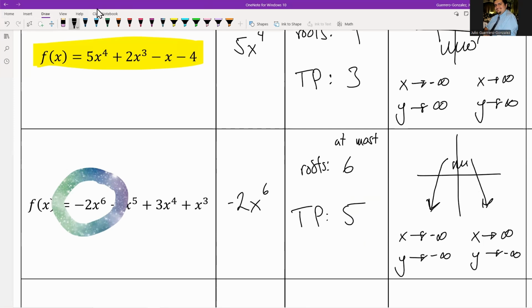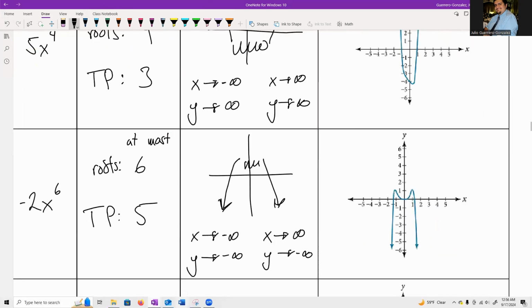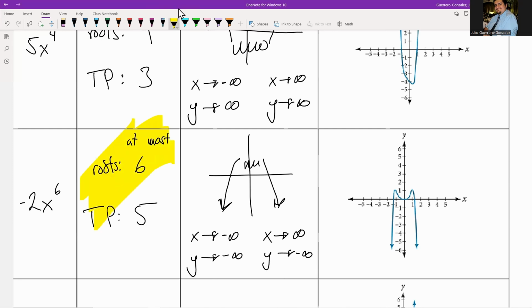Okay, you guys ready for this? Here we go. There's the actual graph. Okay, we have everything correct, right? The only thing that's kind of funky is this one. We don't see the 6 roots and the 5 turning points, right? But that's what the theorem says. It has at most. We're getting closer to it.